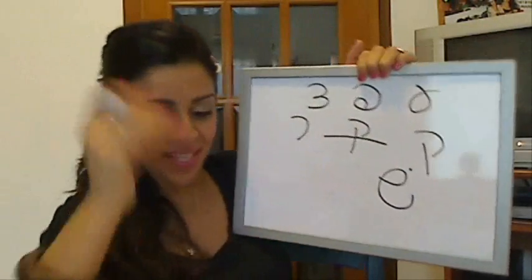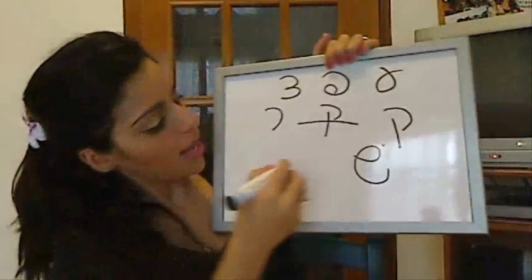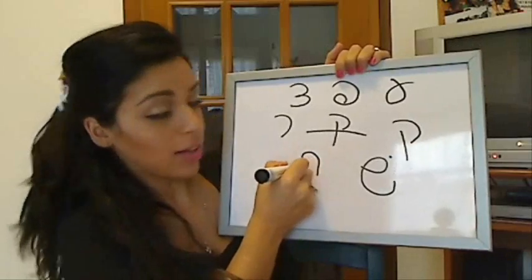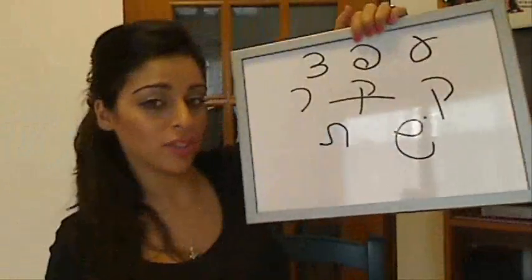Sheen. Last letter in Hebrew is the letter Tav. Tav. And it is exactly like the big one. So big one's like this, capital letter, and small letter is like this. Okay? I hope it was clear.